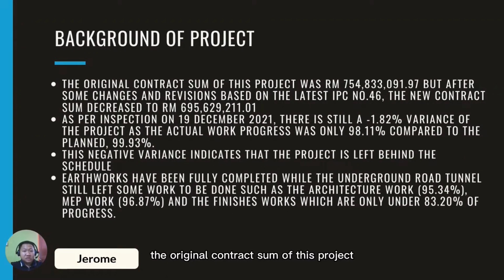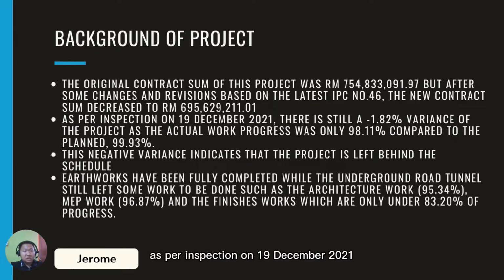The original contract sum of this project was 754 million 833,091 ringgit and cent 97. But after some changes and revision based on the latest IPC number 46, the new contract sum decreased to 695,629,211 ringgit and cent 1.